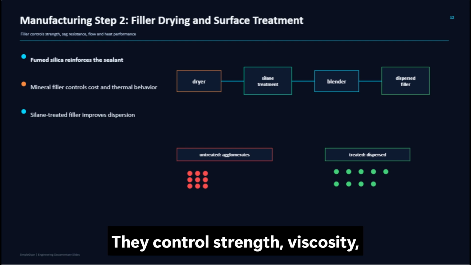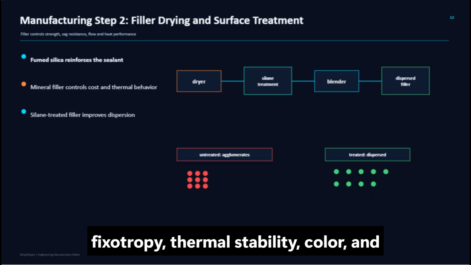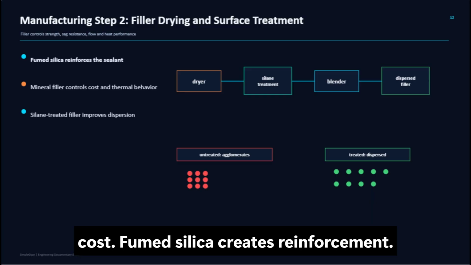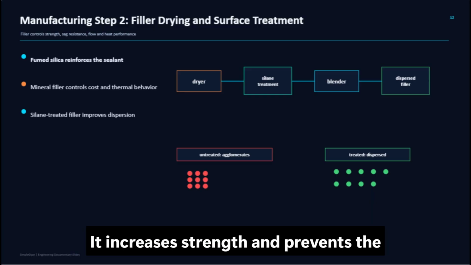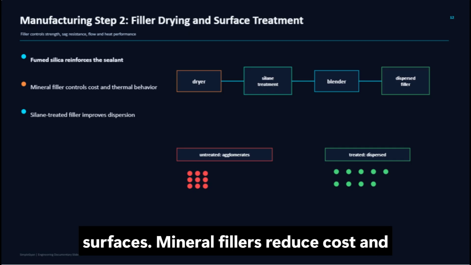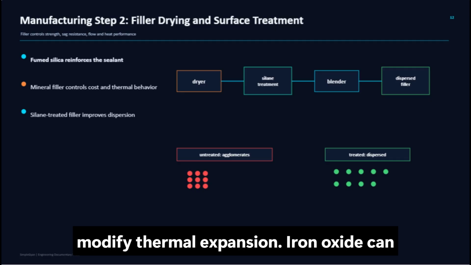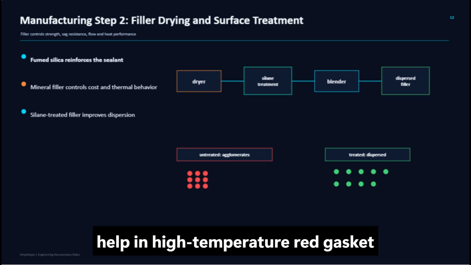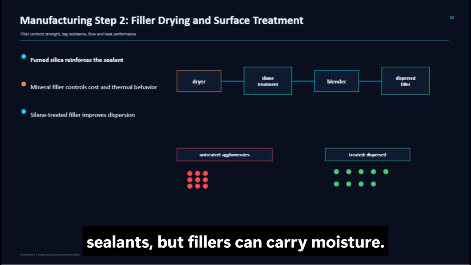They control strength, viscosity, thixotropy, thermal stability, color, and cost. Fumed silica creates reinforcement. It increases strength and prevents the sealant from sagging on vertical surfaces. Mineral fillers reduce cost and modify thermal expansion. Iron oxide can help in high-temperature red gasket sealants.